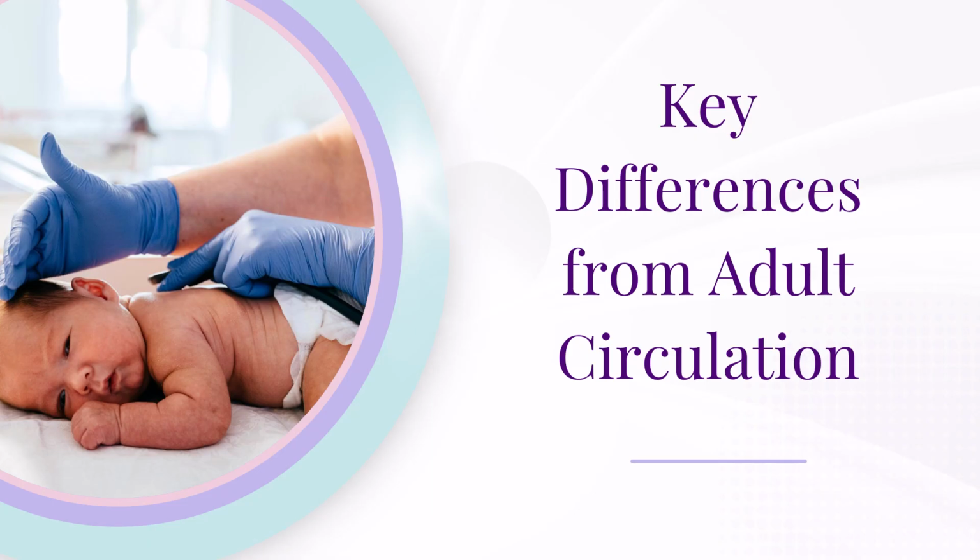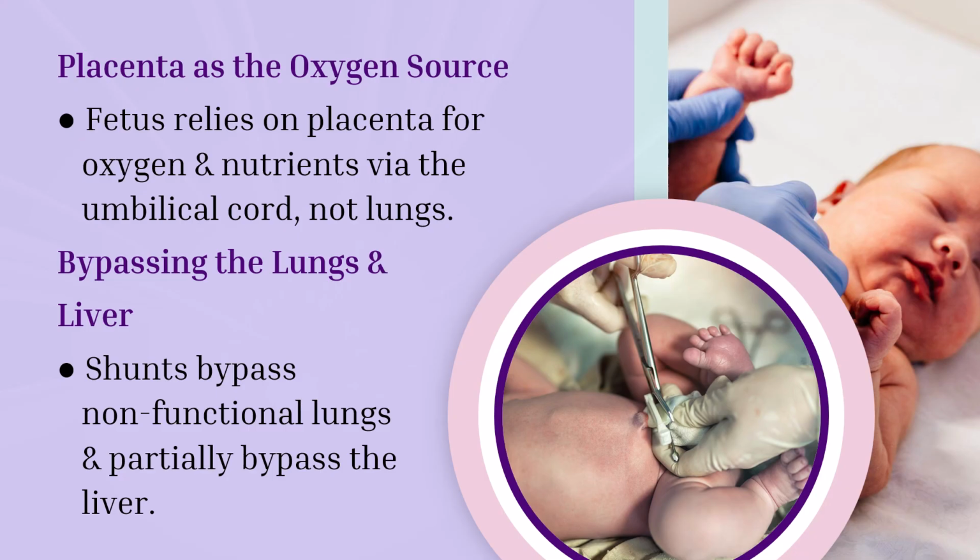Key differences between adult circulation and newborn circulation. The placenta is the oxygen source. The fetus relies on the placenta for oxygen and nutrients via the umbilical cord, bypassing the lungs and liver. Shunts bypass the non-functional lungs and partially bypass the liver.